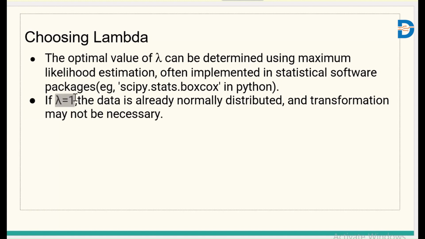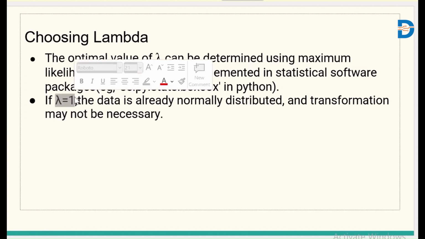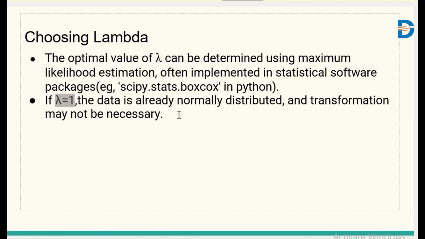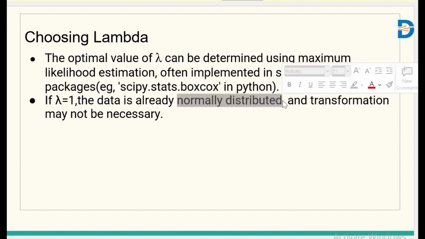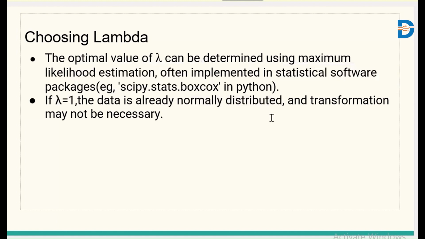As I've told you, lambda 1: if it is close to 1 or if it is 1, it means that it is already normally distributed. If it is already normally distributed, then why would we do any kind of transformation? We don't want to disturb the normal distribution, right? So if lambda is close to 1 or equal to 1, transformation may not be necessary, so we don't apply transformation on such data.